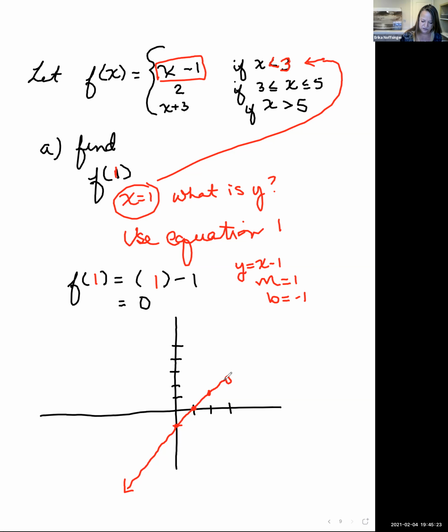Okay, so looking at the second equation, the second equation is just y equals 2, or f of x equals 2. And this is numbers between x equals 3 and x equals 5. So 3, let's go up to 5: 4, 5.